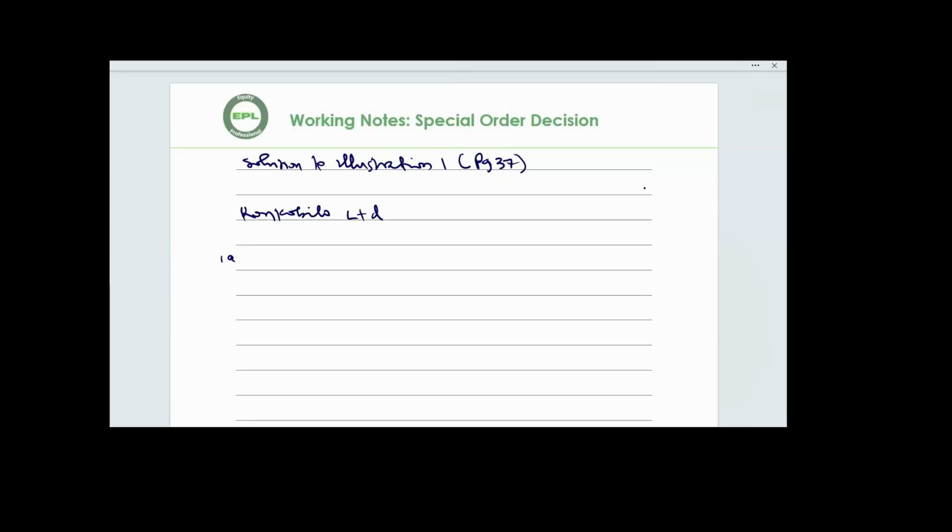Requirement number A. Examiner wants you to determine minimum price to quote for the special order. Therefore, I would then say minimum price. There's no need for you to say minimum price to quote. So just say minimum price and move on. Of course, normally you create two Naira signs.